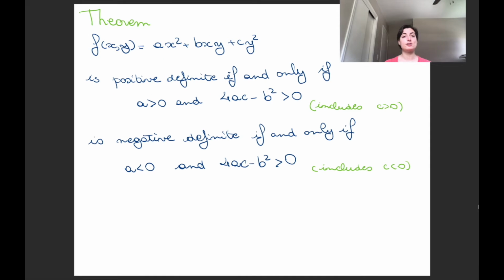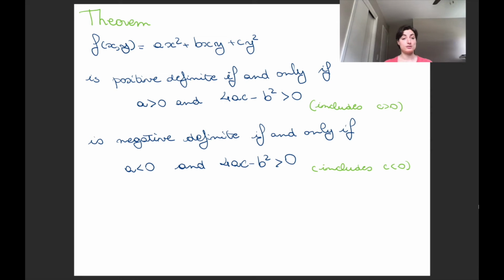Just to make things easier, there are some classes of functions that we can immediately say if they're positive definite or negative definite, such as this combination of squares, a x squared plus b x y plus c y squared. It is positive definite if and only if a is positive and 4ac minus b squared is positive. Notice that 4ac minus b squared being positive requires c being positive.